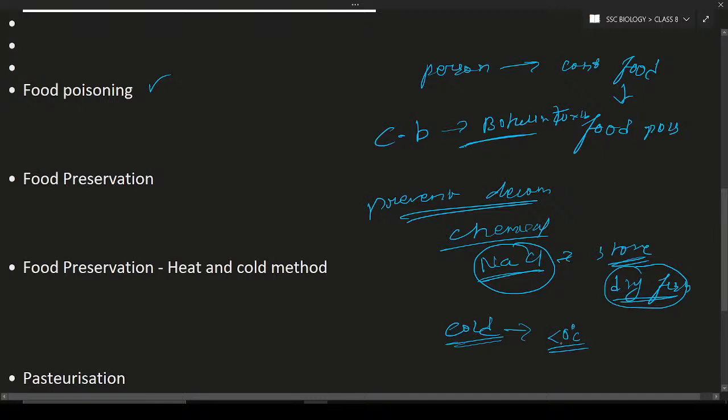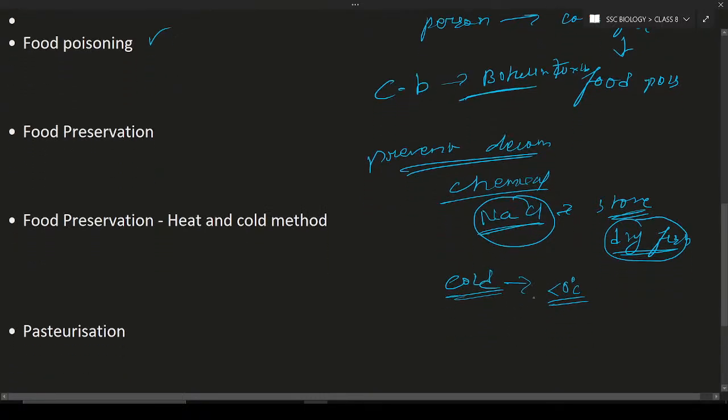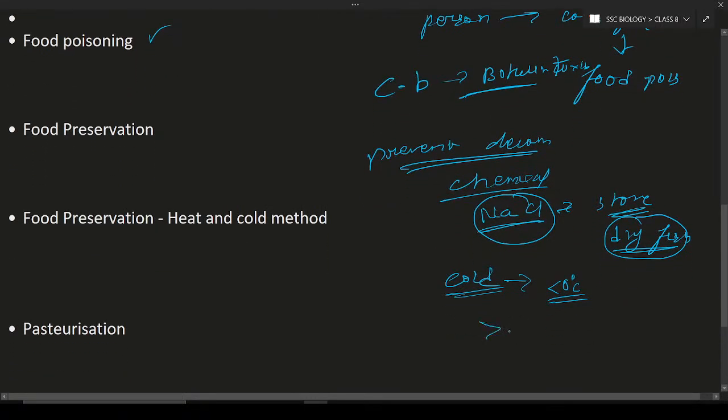Okay. So next, by increasing the temperature a little bit more, you can kill the microorganisms which are present in the food material.